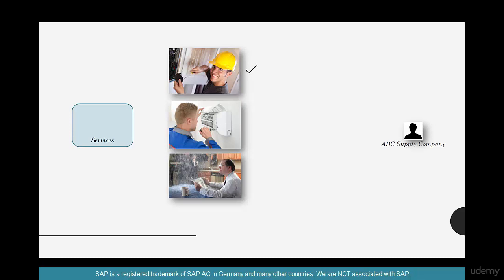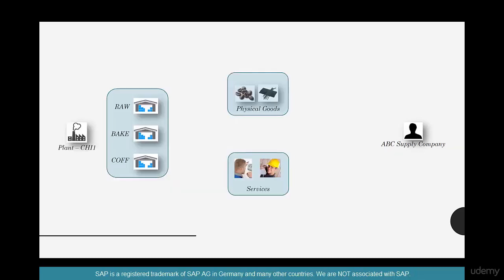This here is an example of electrical service. This is an example of heating and air conditioning service. This is an example of plumbing service. Your lights stop working, you call your electrician. Your AC machine stops working, you call your HVAC engineer. Your roof is leaking, you call your plumber. These are all examples of services. Now, let's see how services are procured and how they are really different from physical goods.